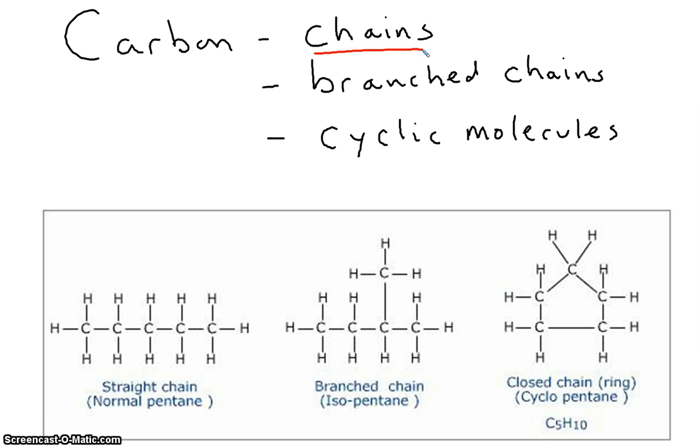We can also have branched chains. If we look at isopentane right here, in this carbon we have another carbon branching off of it, so it's not just a straight chain.